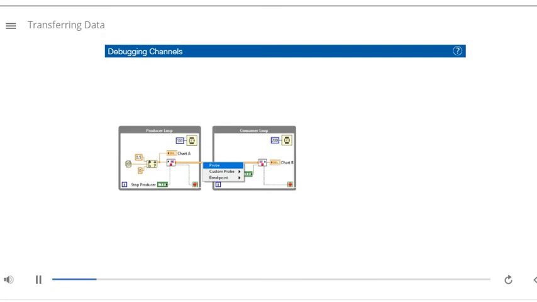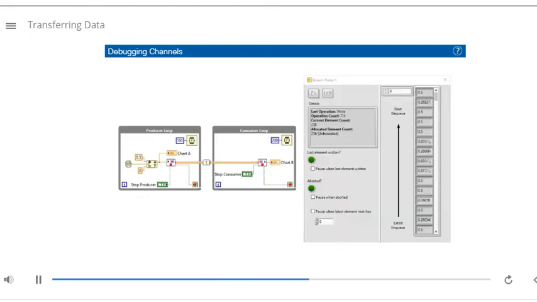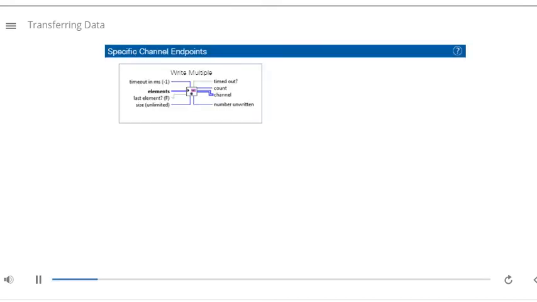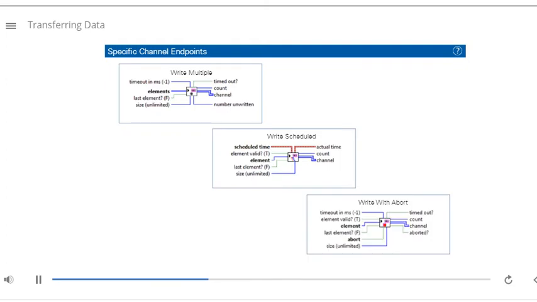You can use a probe to debug a channel. Run your VI, then right-click the channel wire and choose Probe. This creates a special kind of probe for channels. Note, debugging capabilities are not available for high-speed stream channels. For detailed information about specific channel endpoints and their use, take the Channel Wire Communication online module.